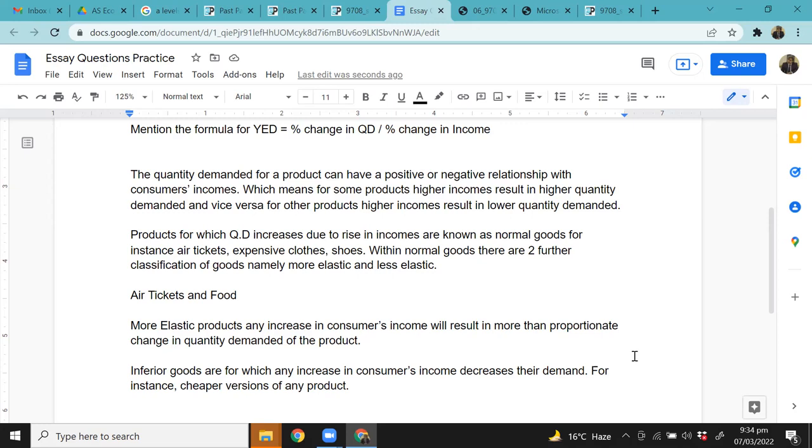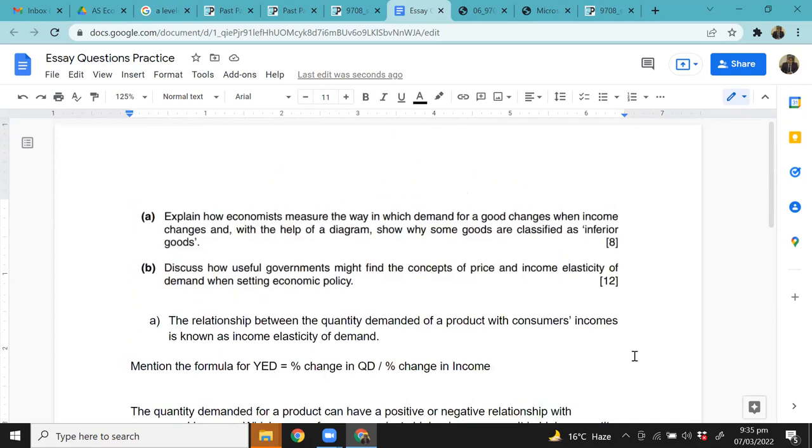Similarly, another example would be, previously when someone had lower incomes, that person used to go to KFC or McDonald's. Now with higher incomes, that person can go to more expensive restaurants. So that fast food has now become an inferior good for that person. Yes or no, right? So that's what you need to explain. And this is all, right?